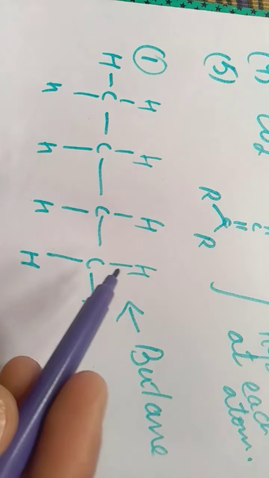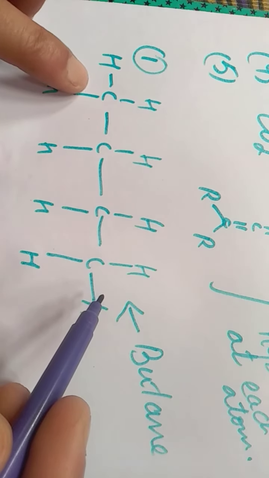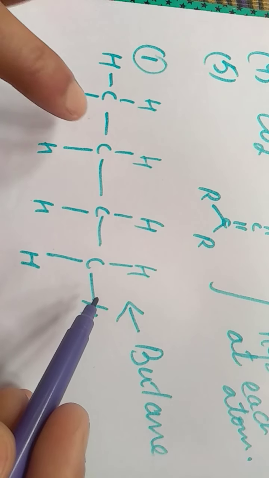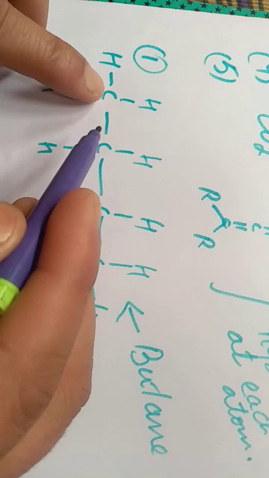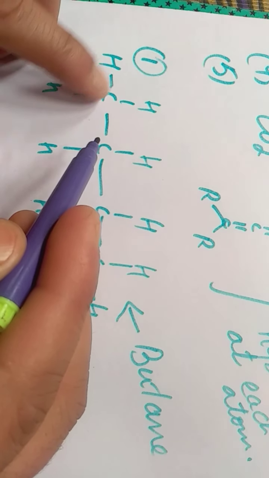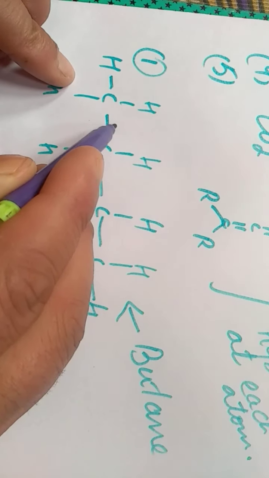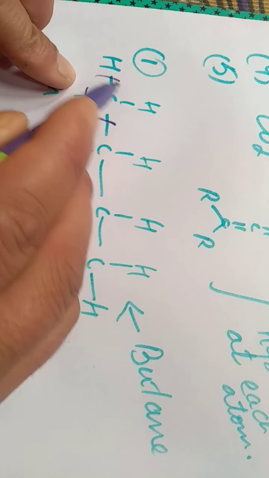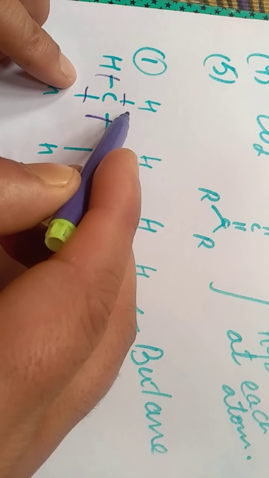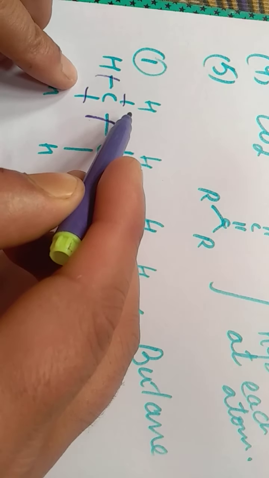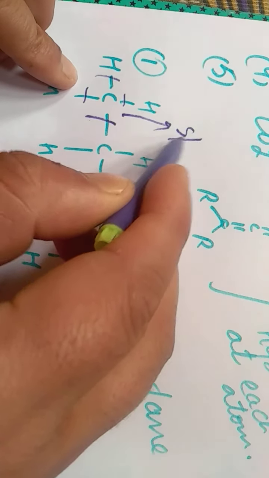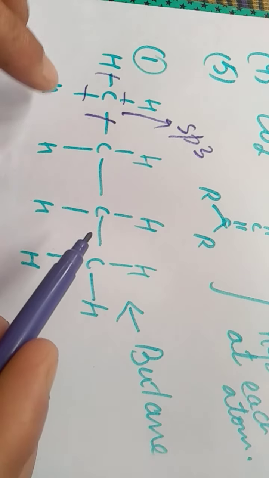This is butane, right? We draw the structure of butane like this to count sigma bonds. Now we take the example of this atom. How many sigma bonds are there? 1 2 3 4. 4 sigma bonds are there. And the trick says, if 4 sigma bonds are there, then hybridization is sp3, right?